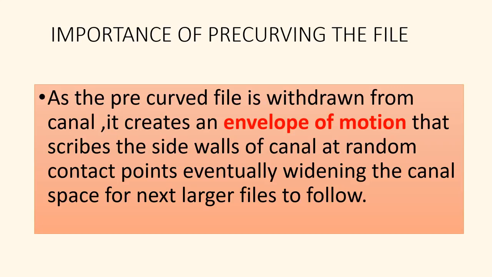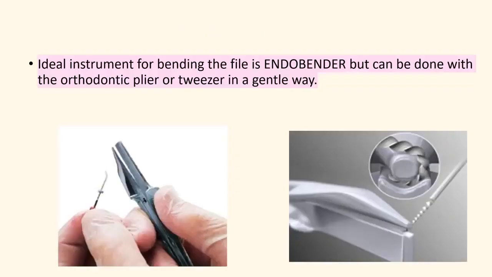How does it work? As the pre-curved file is withdrawn from the canal, it creates an envelope of motion that scribes the side walls of the canal at random contact points, eventually widening the canal space for the next larger file to follow. The ideal instrument for bending the file is the endobender, but it can be done with an orthodontic plier or tweezer in a gentle way.